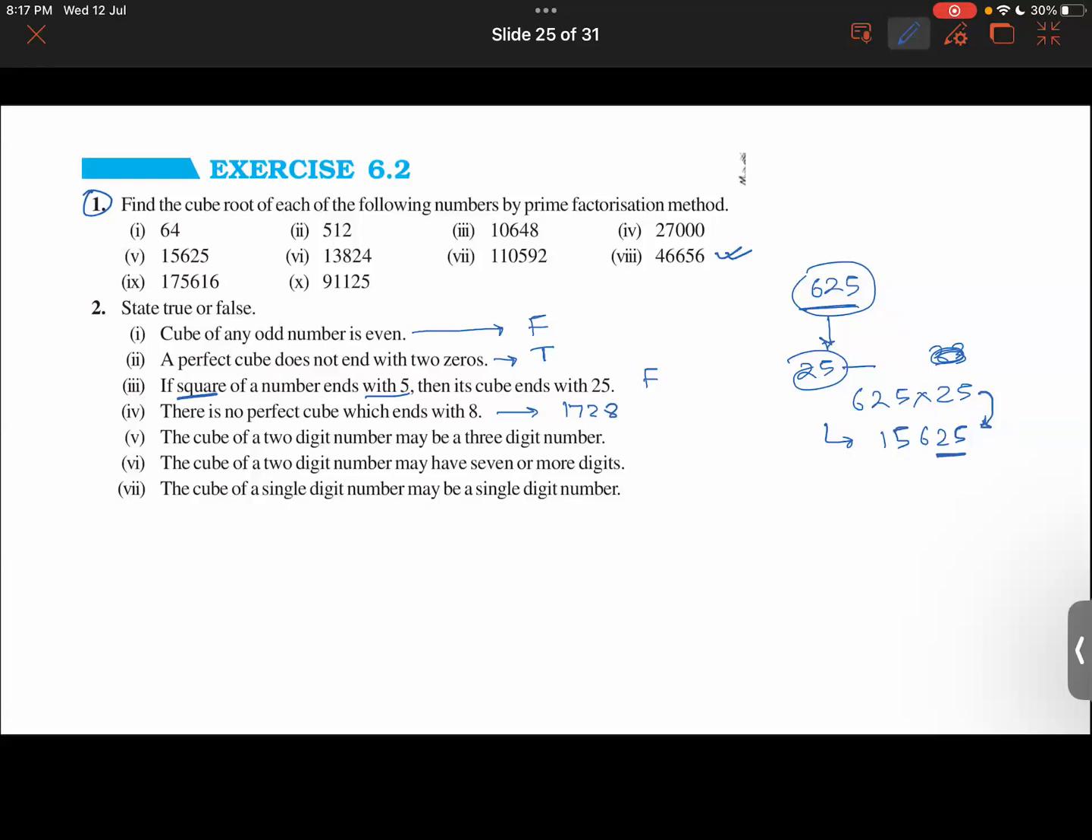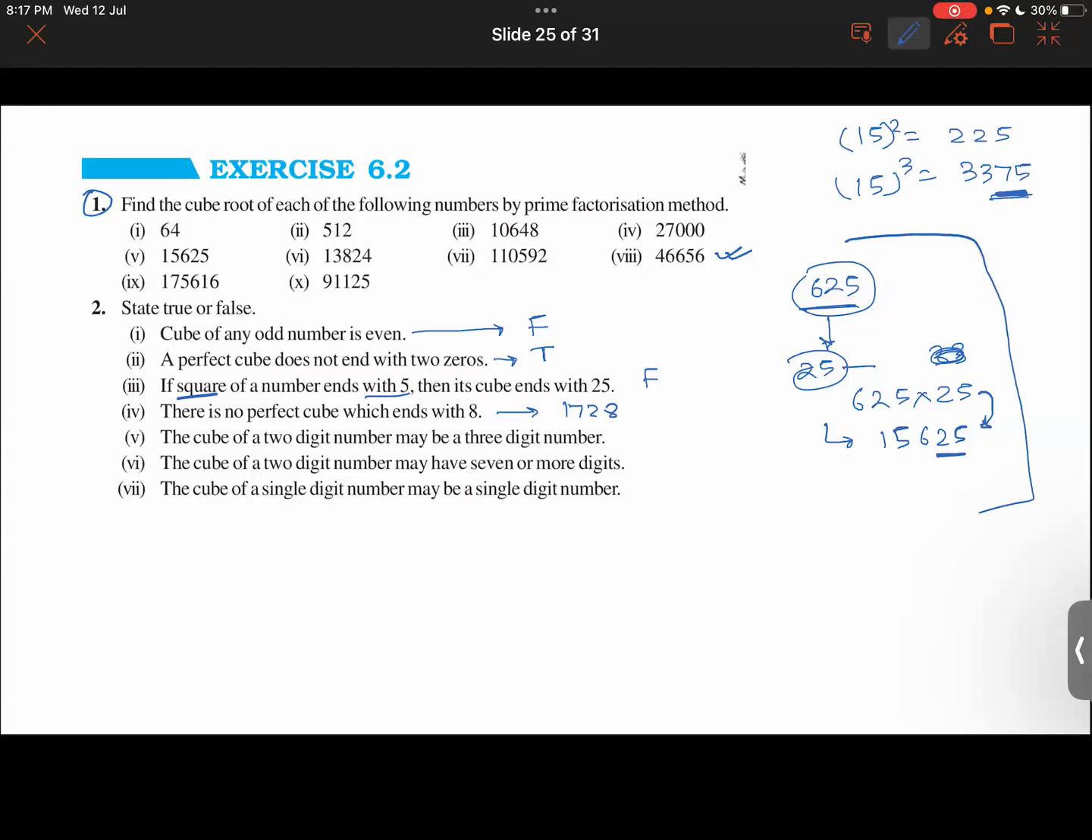Okay, so take one more number. The square of 15 is 225. Find out the cube of 15. What is the cube of 15? I think it's 3375. So here there's a contradiction now. The number is not ending with 25. So that proves that the statement is false, right?